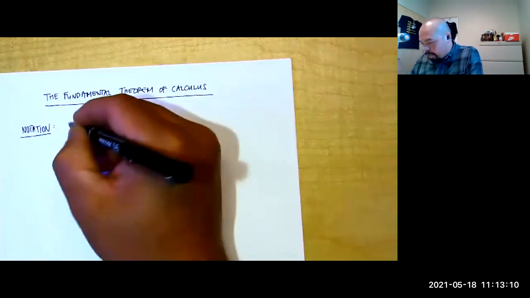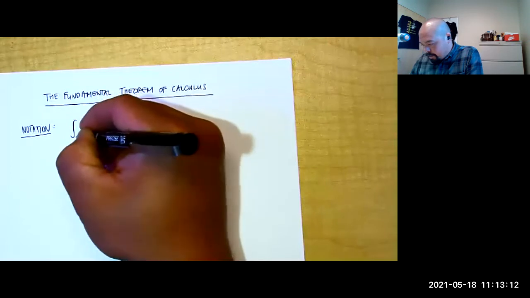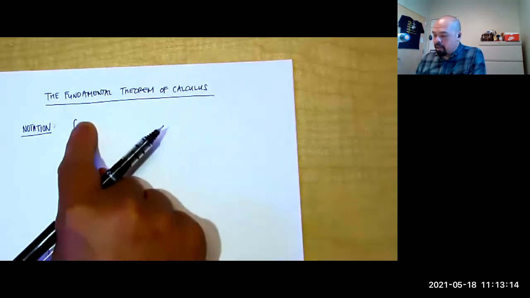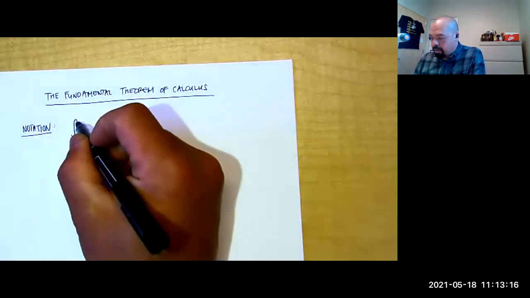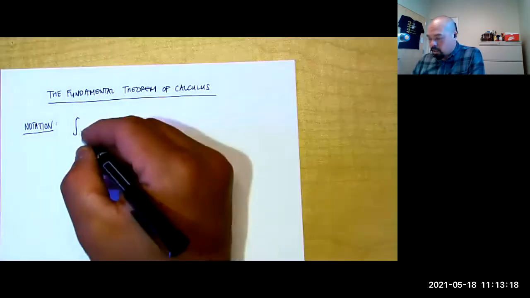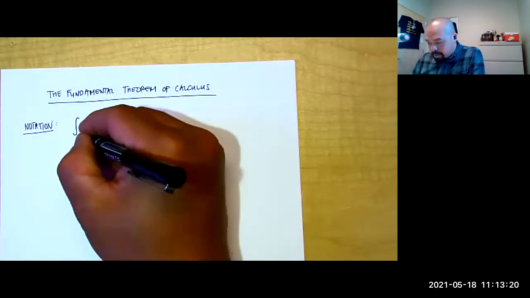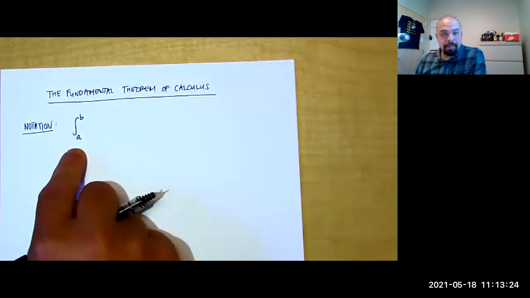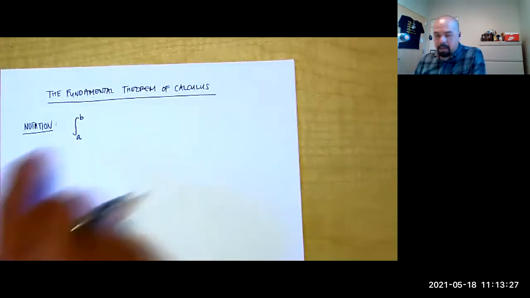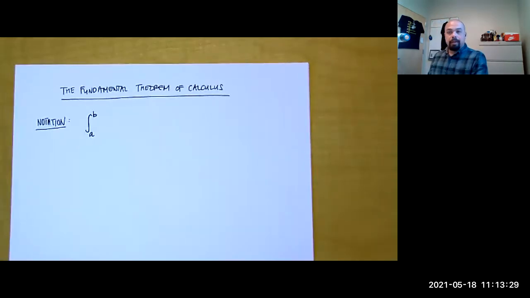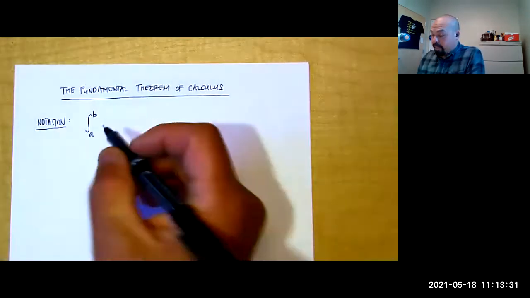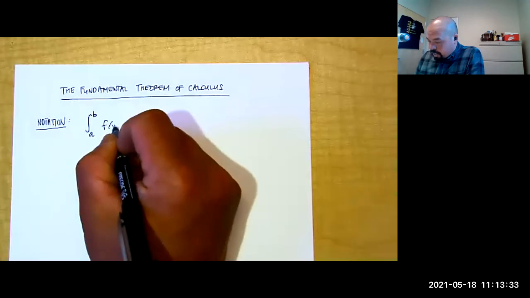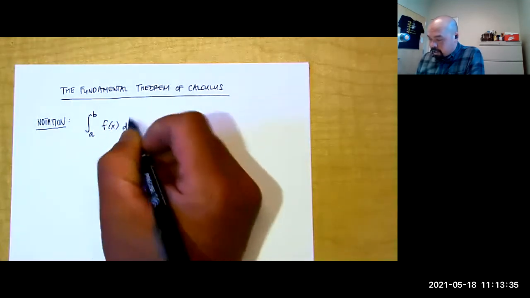When we have that long stretch S, this elongated operation, this is the integral symbol. We have our limits of integration, a to b, the lower limit and upper limit, talking about the relative location as well as the interval over which we'll be integrating. We have our function f of x, the integrating factor, and dx.